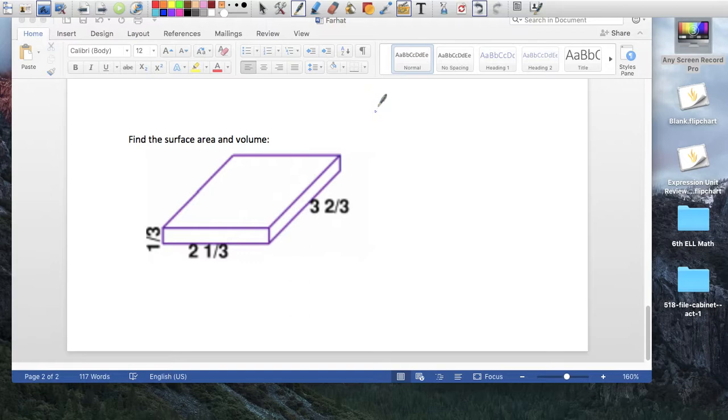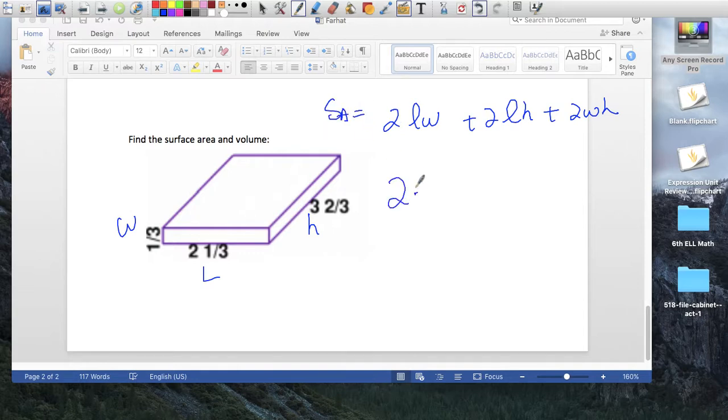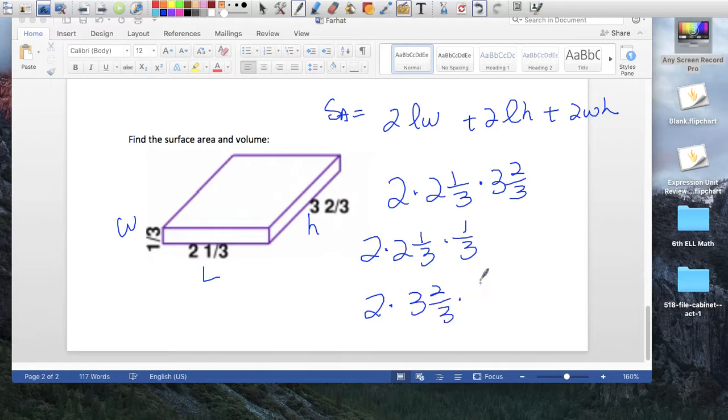Alright, so I'll do it again. Width, length, height: 2LW plus 2LH plus 2WH, so that's our surface area. Let's do the first group, which is 2 times the length, which is 2 1/3, times the width, which is 3 2/3. Second group is 2 times the length, which is 2 1/3, again, times the width, which is 1/3. And finally, the last group is 2 times the width, which is 3 2/3, and the height, which is 1/3.